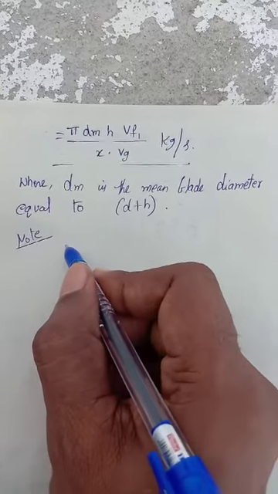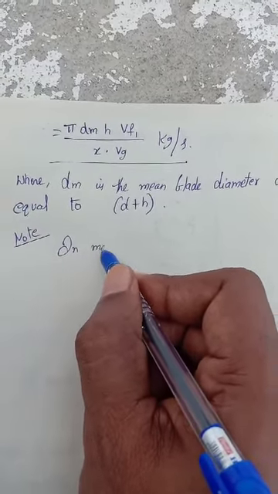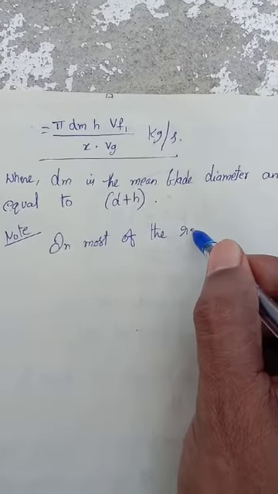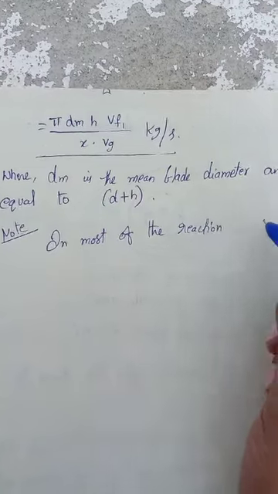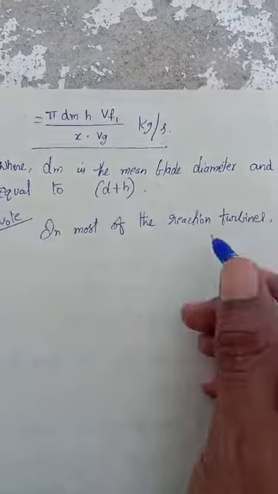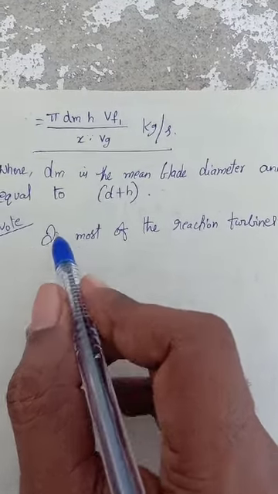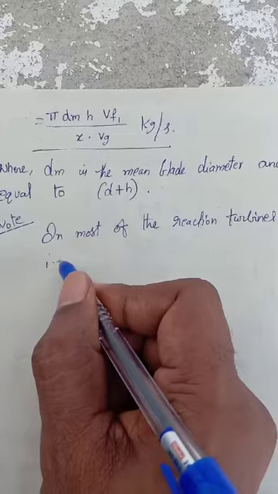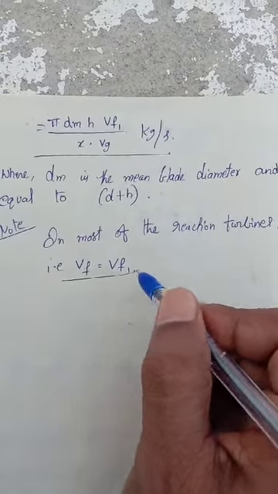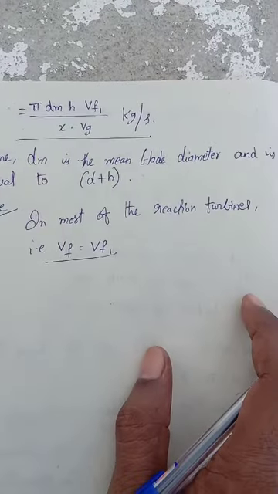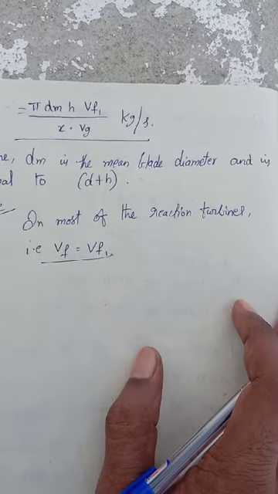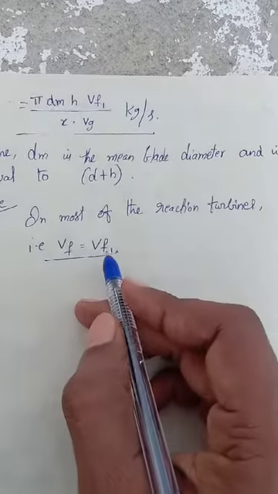Put it here, in most of the reaction turbines the velocity of flow is constant, that is Vf is equal to Vf1. So therefore we can use the value of Vf instead of Vf1 in the above relation.